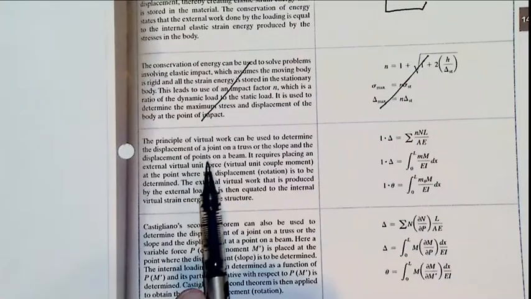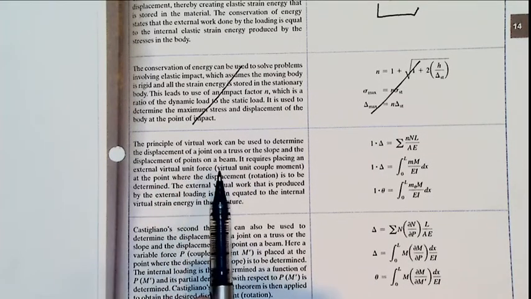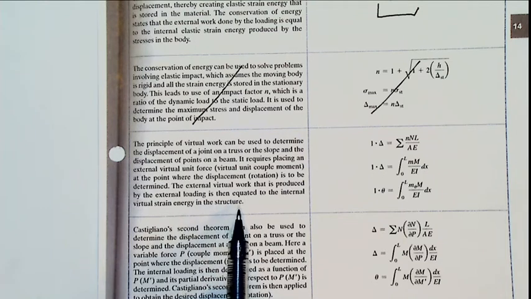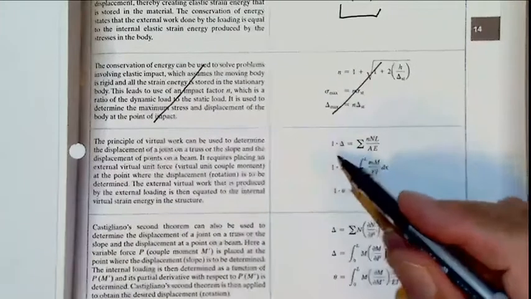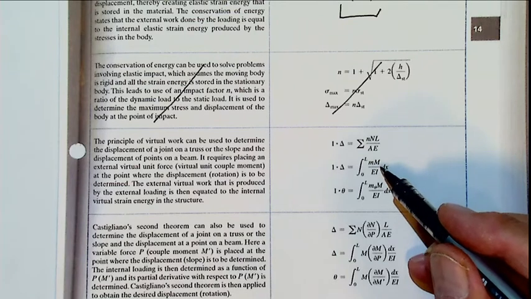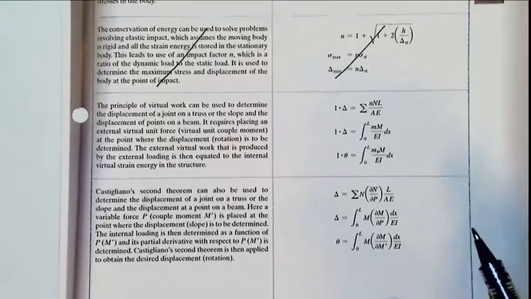The principle of virtual work can be used to determine displacement of a joint on a truss or the slope or displacement of points on the beam. It requires placing an external virtual unit force at the point where displacement is to be determined. External virtual work that is produced by the external loading is then equated to the internal virtual strain energy of the structure. 1 times delta equals the integral of small m, capital M, over EI. Small m is created by unit force.